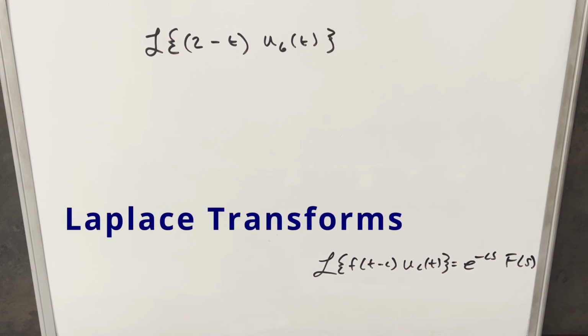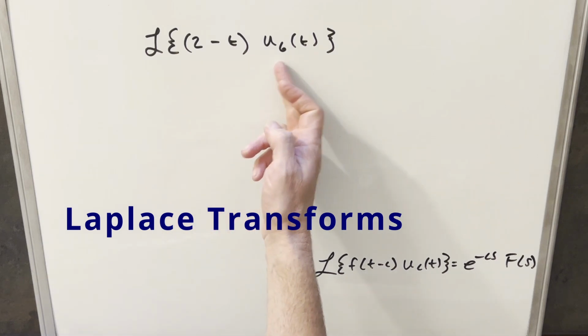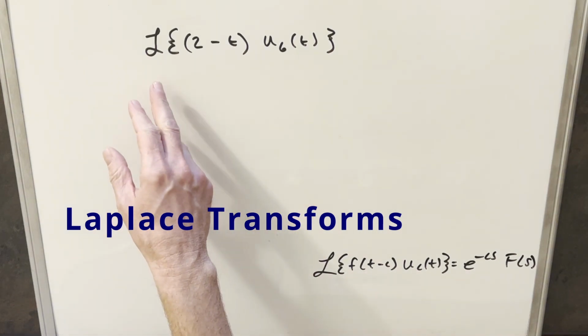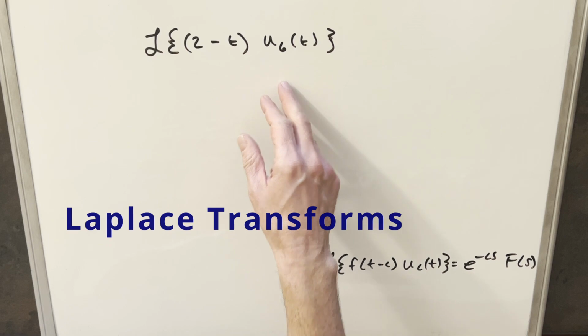Okay, continuing on today with our Laplace transform playlist. I'm just going to do another example with Laplace transforms using the unit step function. We have the Laplace transform of 2 minus t times the unit step function at 6.